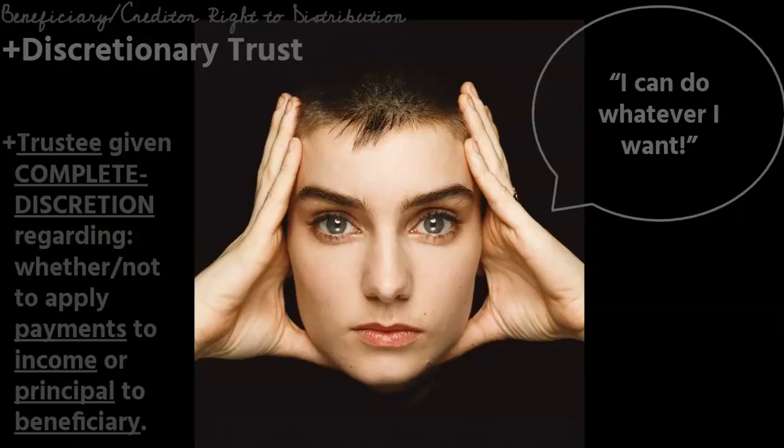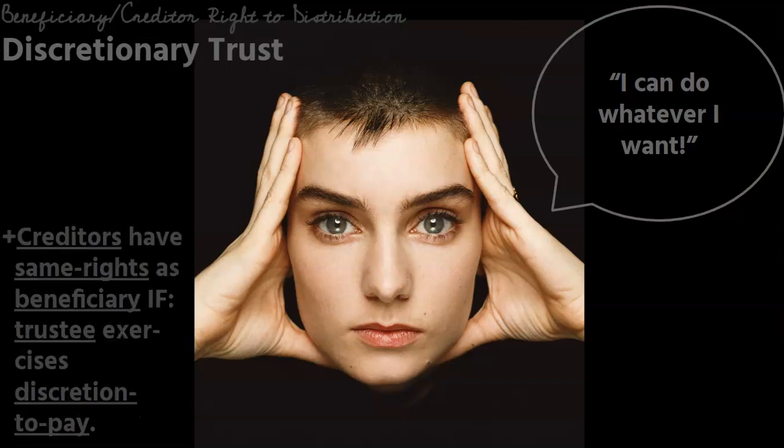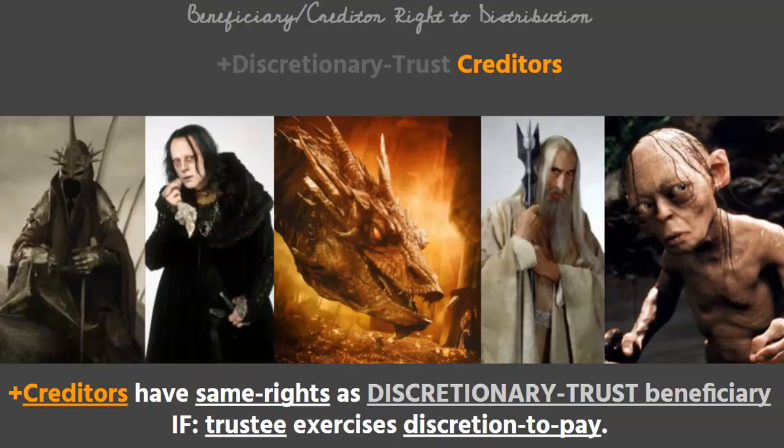Discretionary trust. The trustee is given complete discretion regarding whether or not to apply payments of income or principal to the beneficiary. Creditors have the same rights as the beneficiary if the trustee exercises discretion to pay.